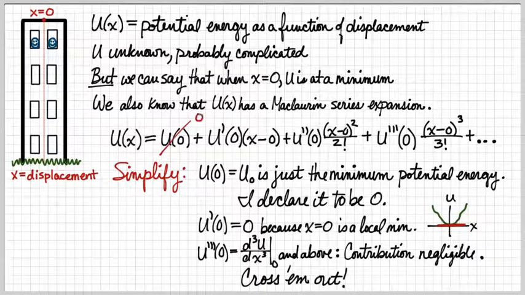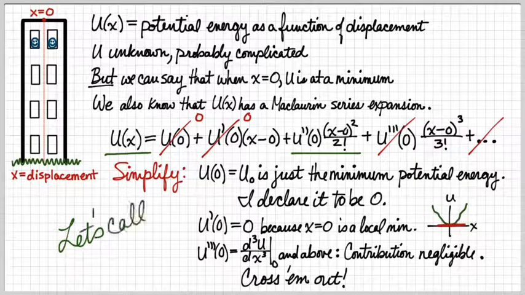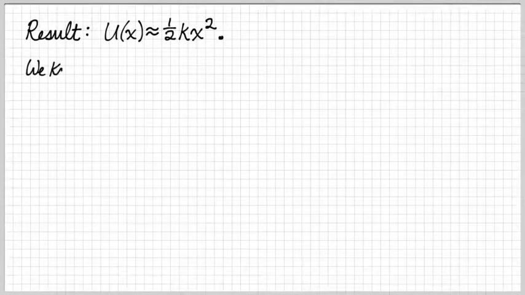So we have U of 0 equals 0, U prime of 0 equals 0. We're ignoring these terms, order 3 and above, and we're left with the quadratic term only. And since U double prime of 0 is a constant, I feel like renaming it k. Why not? Here's what we've got. U of x equals 1/2 kx squared. Near the origin, the potential energy function looks like a parabola.